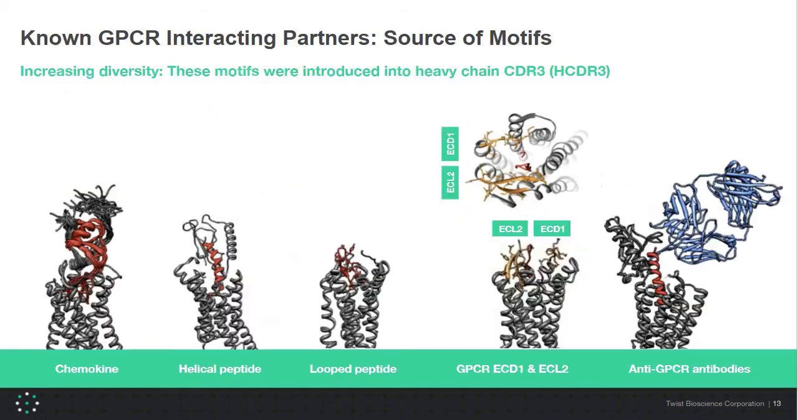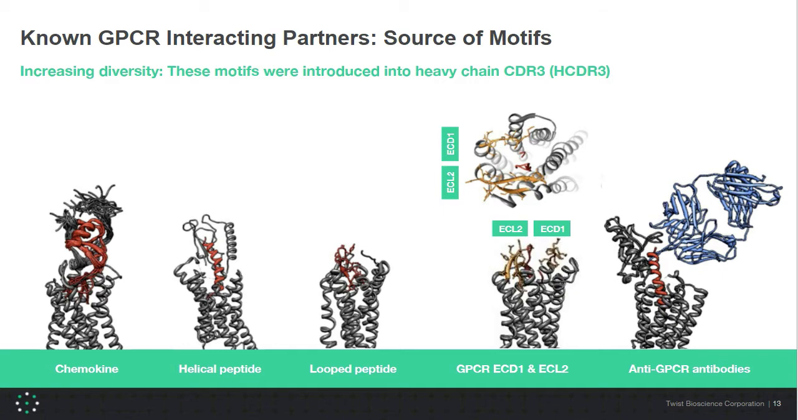So where do those motifs come from? They came from, again, pieces or snippets of different chemokines, which are known to bind to GPCRs. Of course, GPCRs bind a whole array of different helical peptides and loop peptides. As well, it's known that GPCRs actually fold over and bind themselves. So their internal domains oftentimes interact with their second extracellular loops. So we took a lot of motif content from the internal domain. And then finally, it's known that there's also, even though they're difficult to find, a fair number of GPCR binding antibodies out there. And so we took a lot of information and motifs derived from those antibodies as well and incorporated it into the final library.